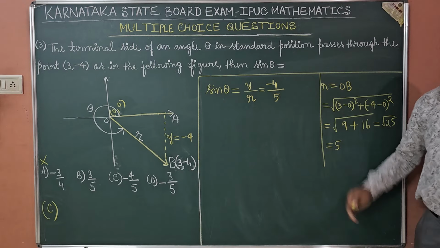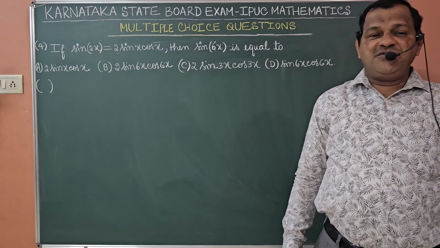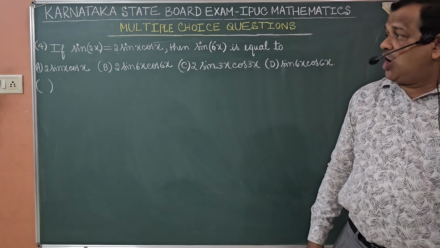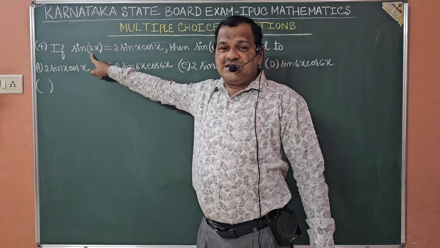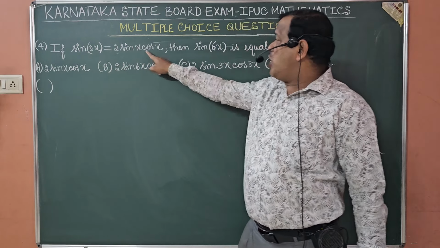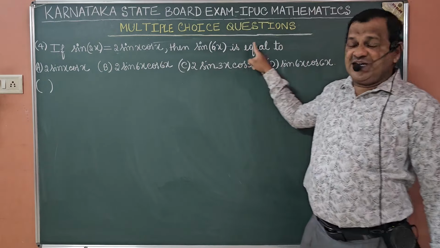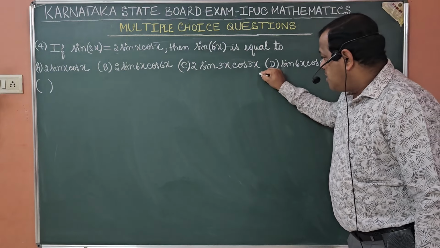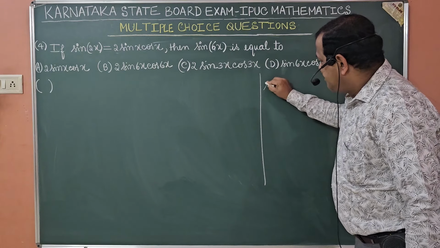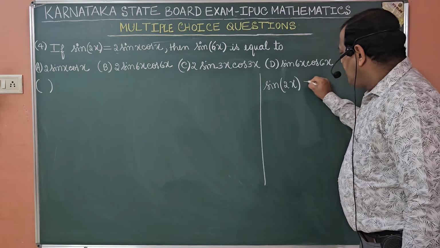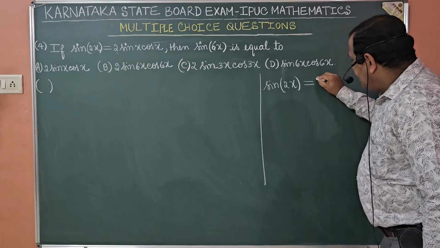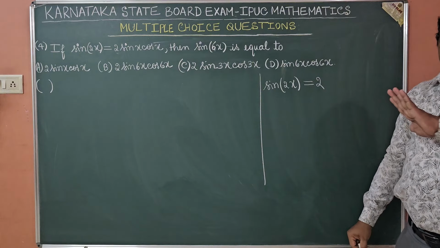Kindly go through the solution. Dear students, here is the fourth MCQ, again from trigonometry. A multiple angle formula is given. If sine 2x is equal to 2 sine x into cos x, then sine 6x is equal to what? First of all, I will tell you the speciality of this given multiple angle formula. Say sine 2x is given, then in the beginning, in front, 2, in that no change.